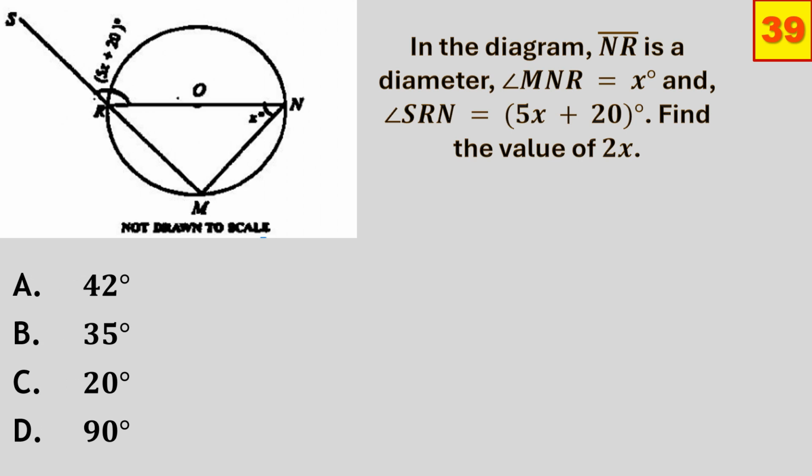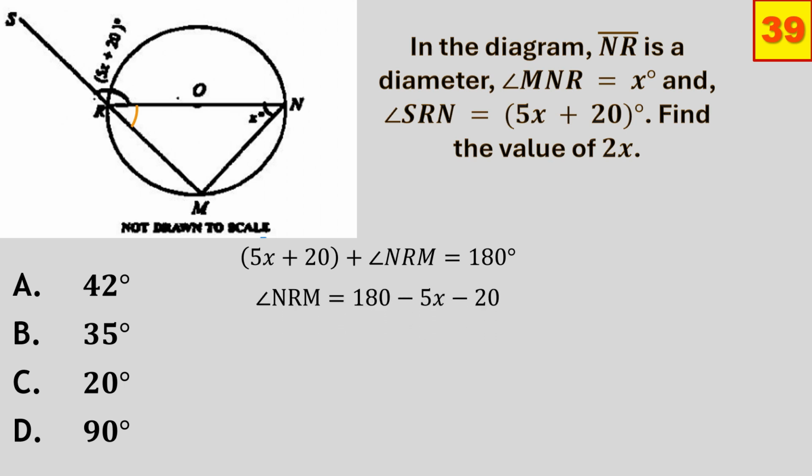In the diagram, line NR is a diameter. Angle MNR is x and angle SRN is 5x plus 20. Find the value of 2x. Angle SRN plus angle NRM is equal to 180 degrees, which is the angle on a straight line. Subtract 5x and 20 from both sides, and angle NRM is equal to 160 minus 5x.